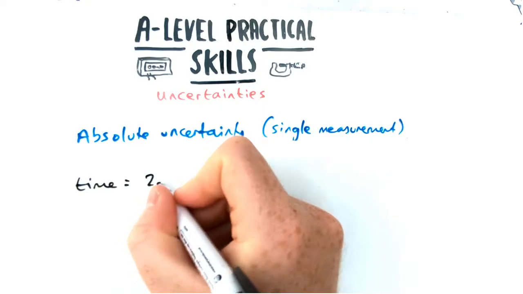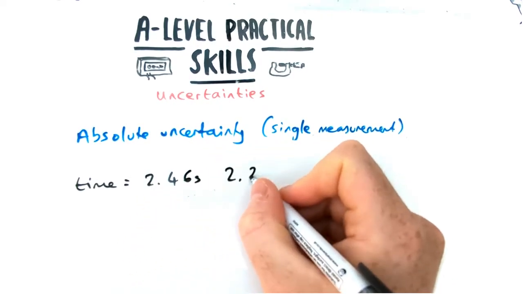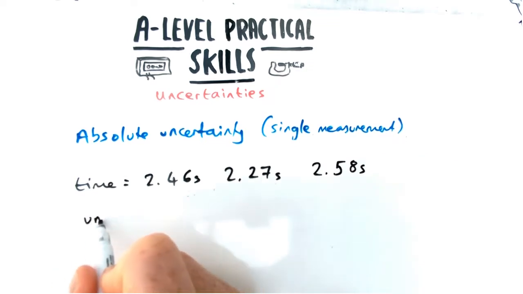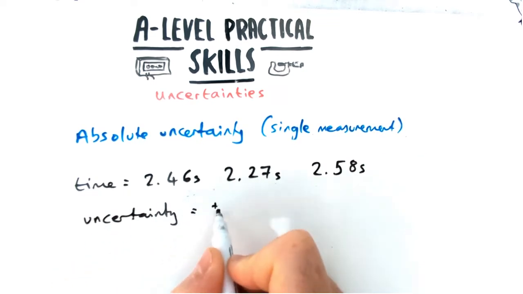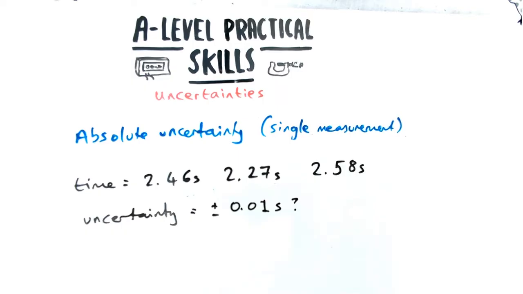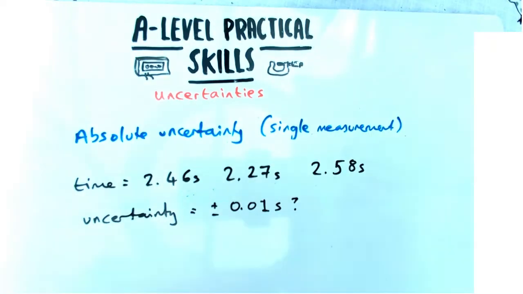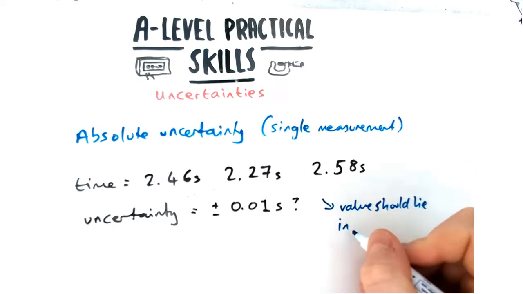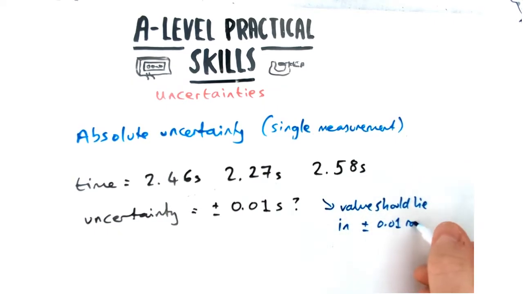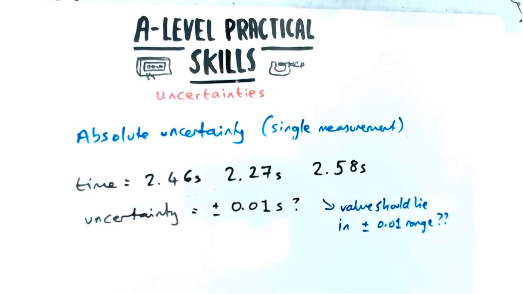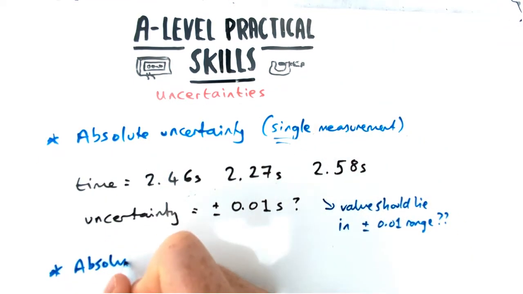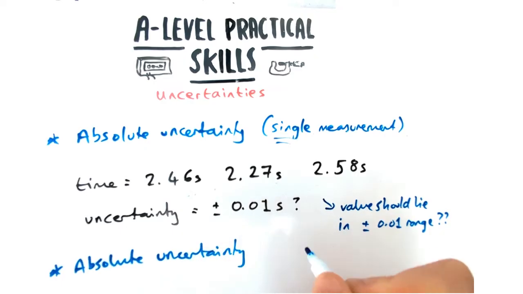Now let's look, instead of a single measurement, what happens if, like with lots of readings you have in physics and in science, you take repeats. So let's say I've got 3 repeat readings for a time taken for something to fall. One is 2.46 seconds, one is 2.27, the other is 2.58. Now the uncertainty we said earlier must be 0.01, but that doesn't make sense because the values should all lie within 0.01 of each other in that case. The uncertainty is the range in which your value should lie, and that doesn't happen, so we have to use a different method to work this out.